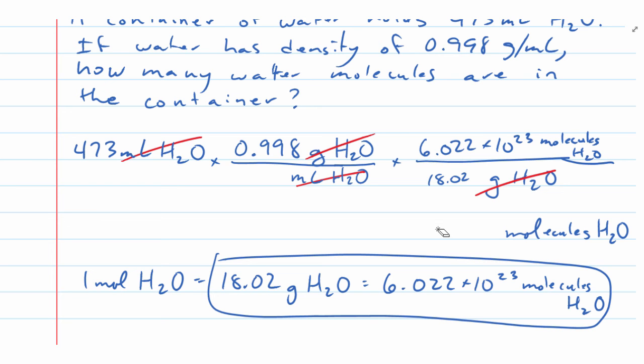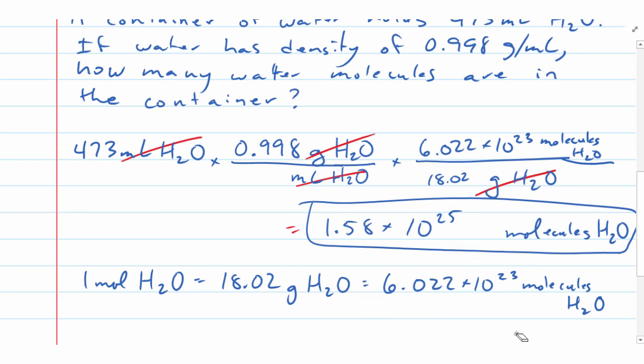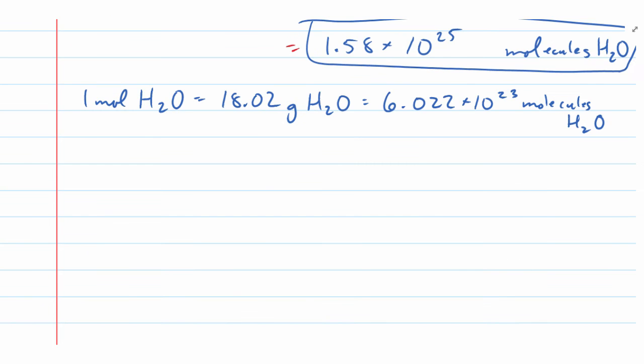And if we do that correctly, we should wind up with an answer with how many significant figures? 3. So we'd round it off to 1.58 times 10 to the 25th molecules of H2O. And when we ask ourselves if this is an answer that makes sense, remember we were looking for an answer that is really, really big, and this would be a really, really big number and should be one that makes sense. Okay, then here's our last one for the day, and then we're going to do some more practice.